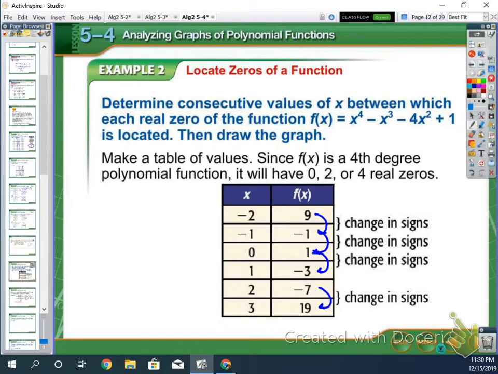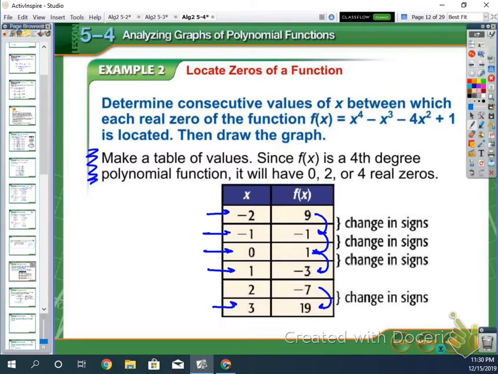So if we would graph these, the first one would be above the x-axis, second one's below, third one's above, fourth one's below, fifth one's also below, because like we said, there's not a change in signs there, and then the last one would be above, so there is a change in signs there. Right? And like this part says right here, make a table of values.